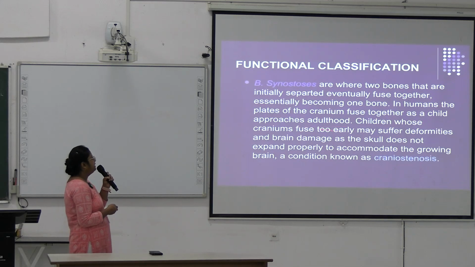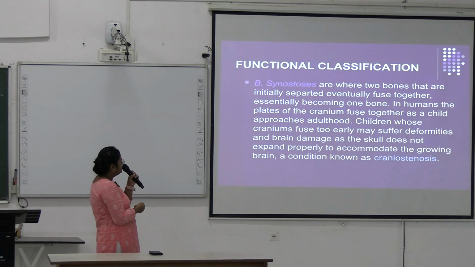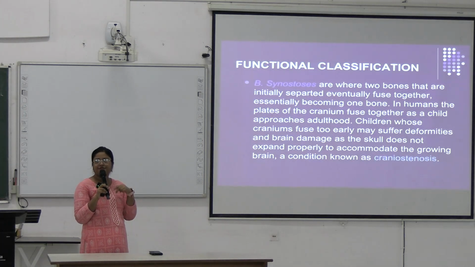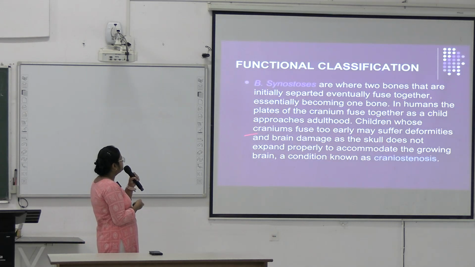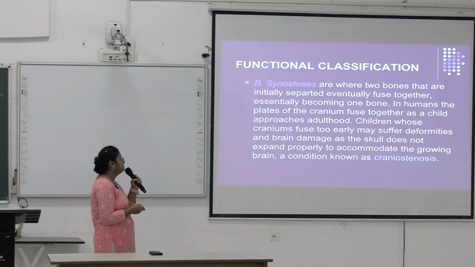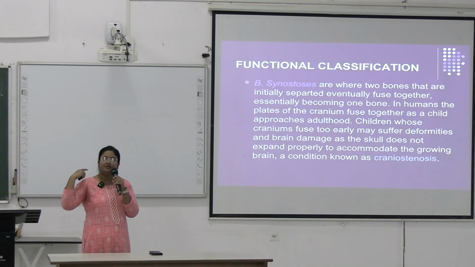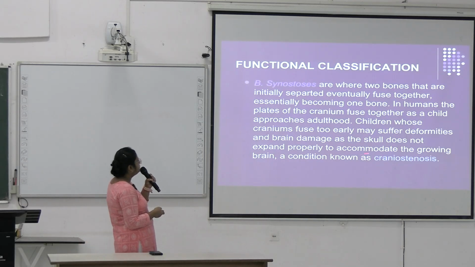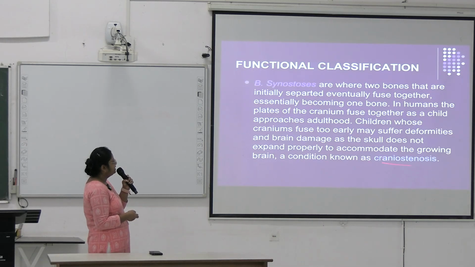In humans, the plates of the cranium fuse together as a child approaches adulthood. This occurs between the occipital bone and the sphenoid, basiocciput and basisphenoid, synostosis. Children whose cranium fuse too early may suffer deformities and brain damage as the skull does not expand properly. The anteroposterior length will be reduced if they fuse early, and the skull does not expand properly to accommodate the growing brain, and a condition known as craniostenosis occurs.